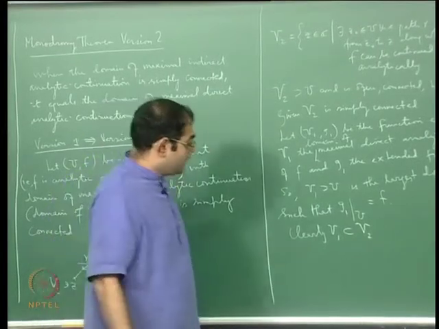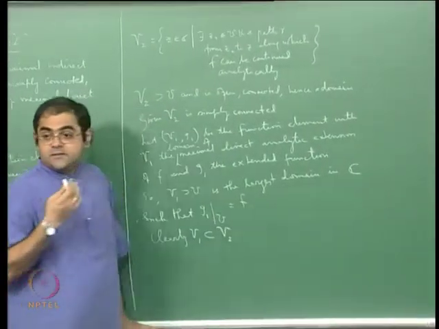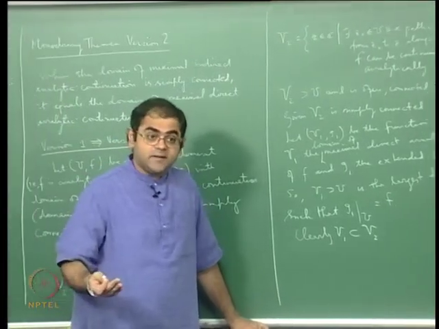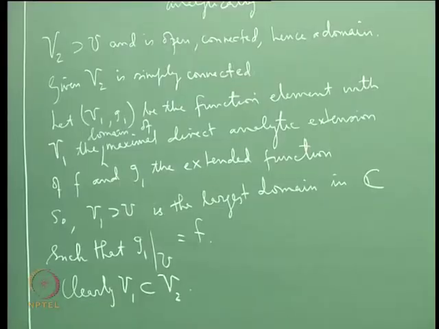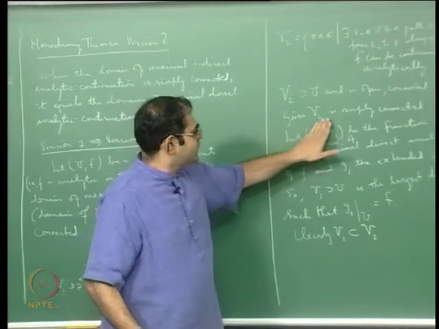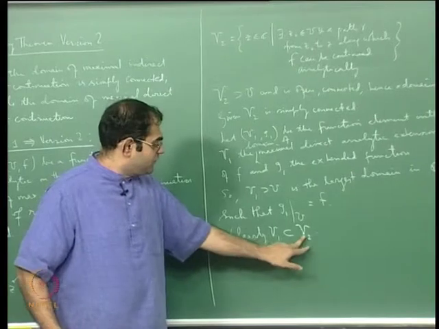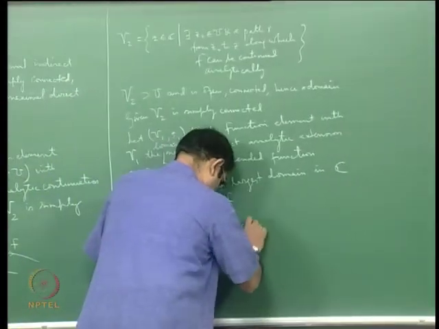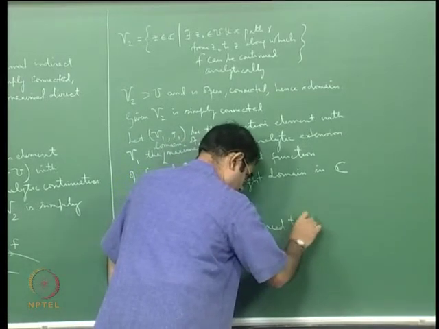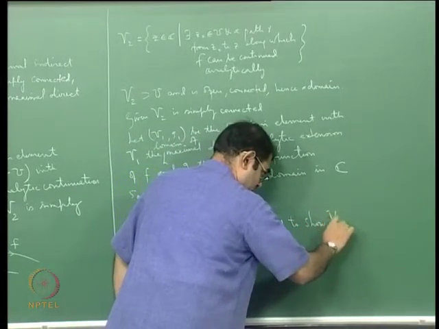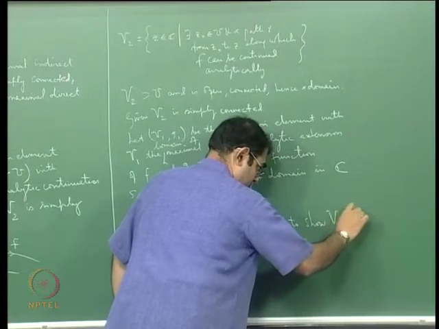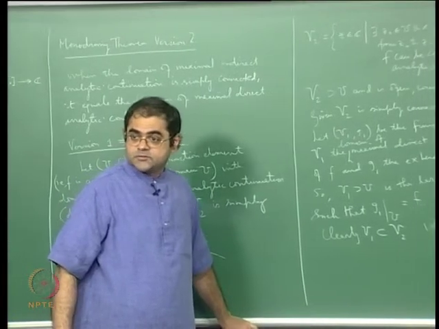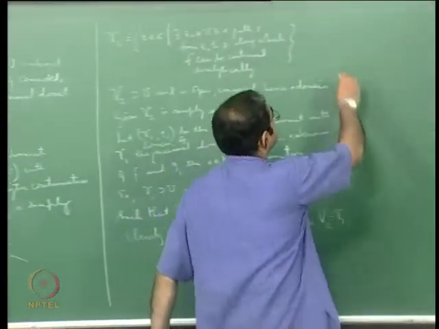All right, now what the monodromy theorem version 2 says is that if V2 is simply connected, then V1 has to be equal to V2. That's what it says. We are given that V2 is simply connected, and you have to show V2 is equal to V1. So you have to show that V2 is contained in V1. All right, that's what you'll have to show. So how do you do that? It's pretty easy.